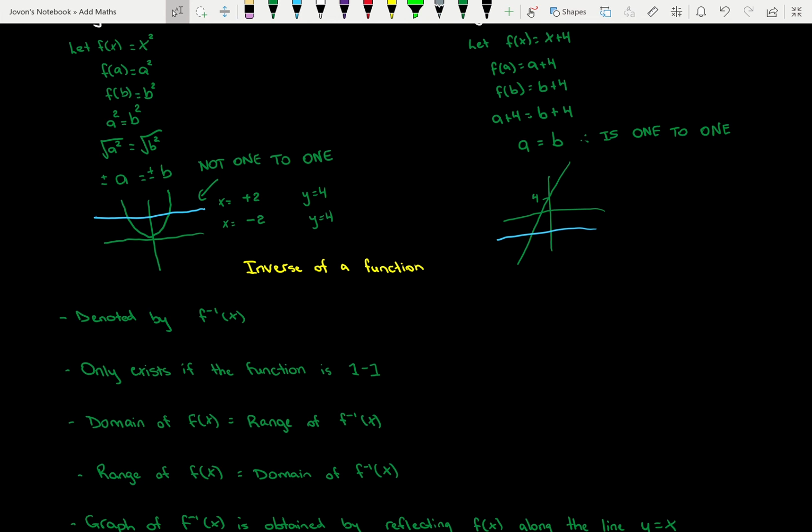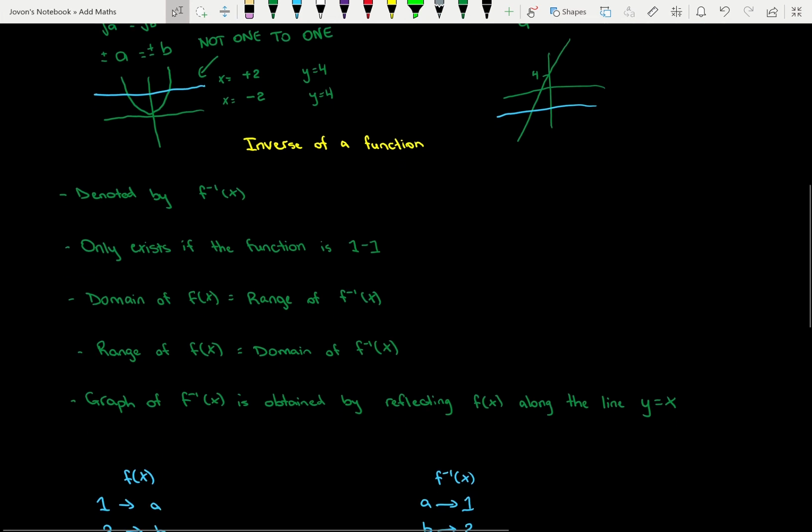Now for the inverse of a function to exist, it must be 1 to 1. If the function is not 1 to 1, you cannot find the inverse. For an inverse, the domain of f of x becomes the range of the inverse function, and the range of f of x becomes the domain of the inverse function. So it kind of switches.